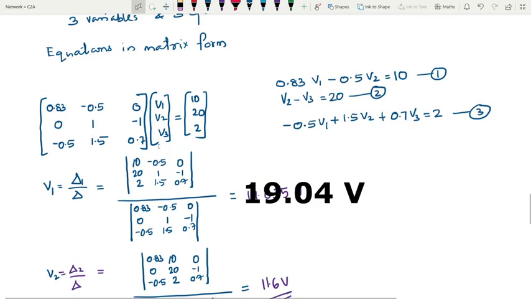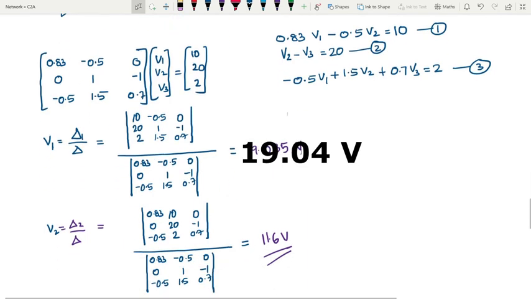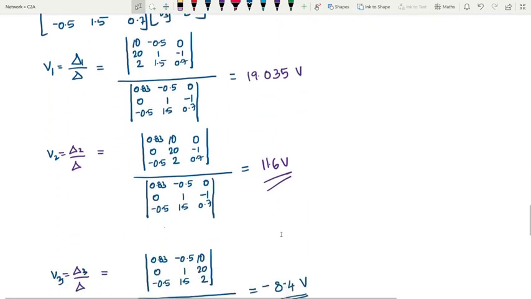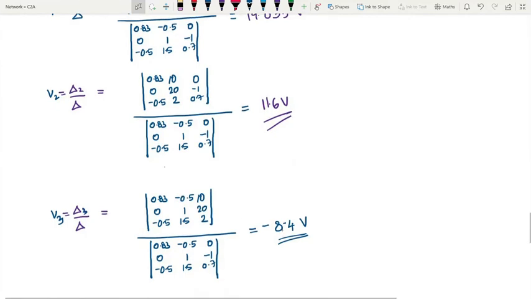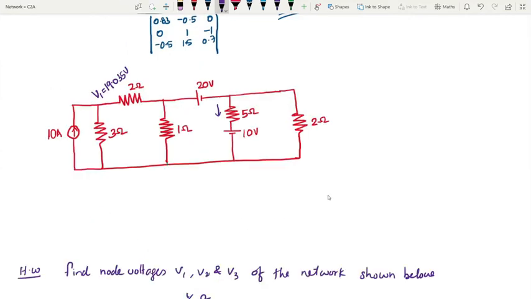By means of a calculator, you can easily solve these determinants, and after solving either by calculator or manually, you can obtain the results: V1 is equal to 19.04 volt, V2 is equal to 11.6 volt and V3 is equal to minus 8.4 volt. This is our network. Here we got V1 as 19.04 volt, V2 as 11.6 volt, this is 0 volt, and V3 as minus 8.4 volt.